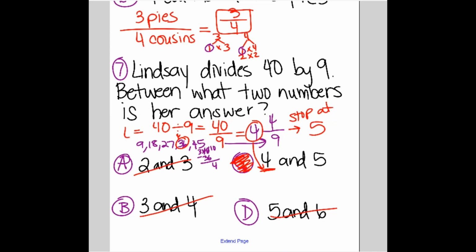All right, use these notes to help you solve your questions for today.